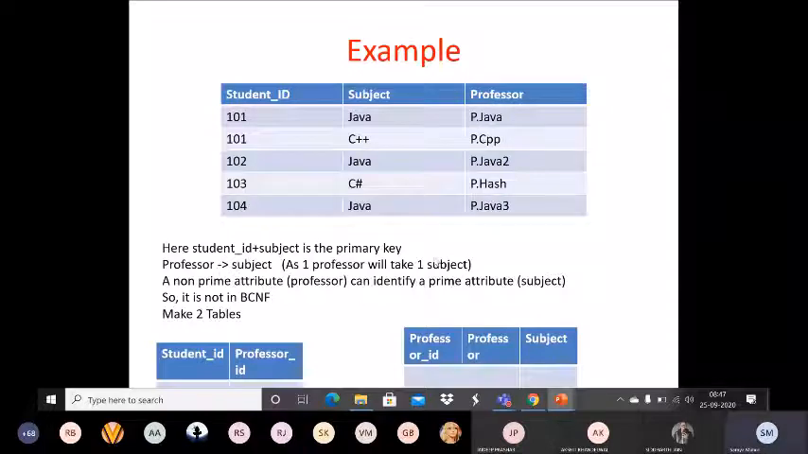Okay, now check this example. This is a very interesting example. Check the student ID. So student 101 can take 2 subjects. Yes, he has taken Java, C++, but the professors are different. But different students 101 and 102 can take the same subject.